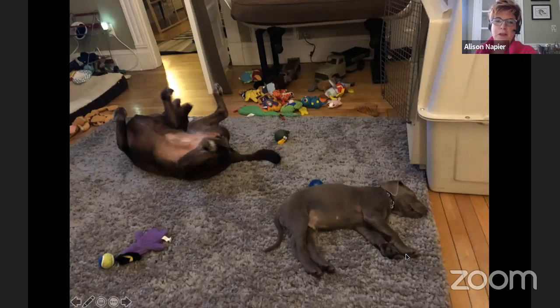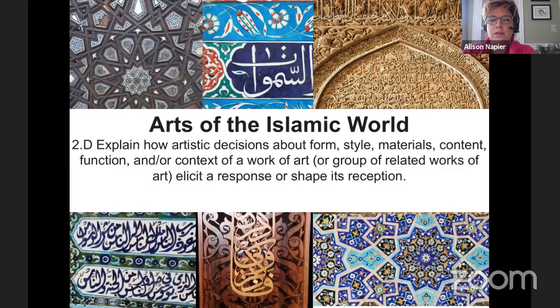And so that leaves me to help you with the arts of the Islamic world. We're going to focus on skill 2D today, which deals with artistic decision making. There's lots of conscious decision making when we talk about art in general, but especially the arts of the Islamic world. Context is very important. Is it sacred or secular? Forms, styles, colors. Is it made out of wood or tile? Where are you using calligraphy? All of those factor into artistic production.